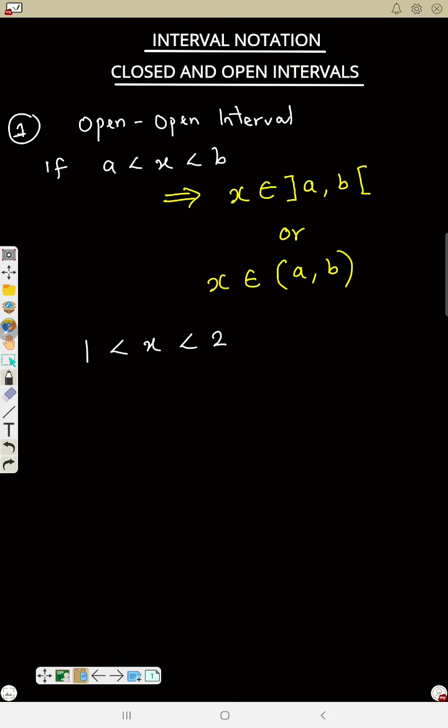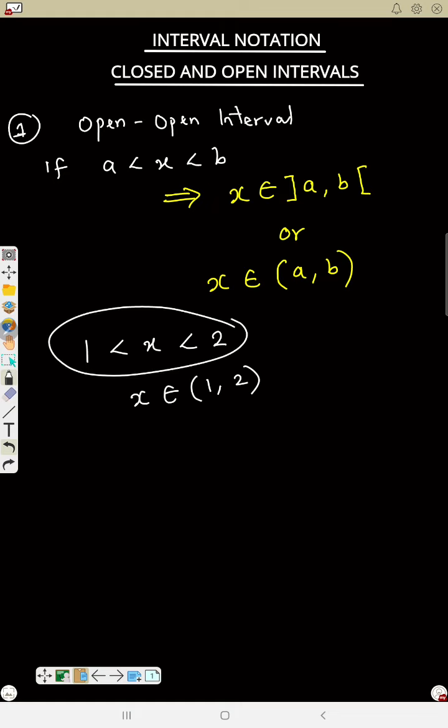So now to represent this using the above, because it's an open interval, because this is less than and this is also less than, so it's open. So now this becomes x is a member of 1 comma 2. Take note of the brackets I'm using. So x is a member of 1 comma 2.